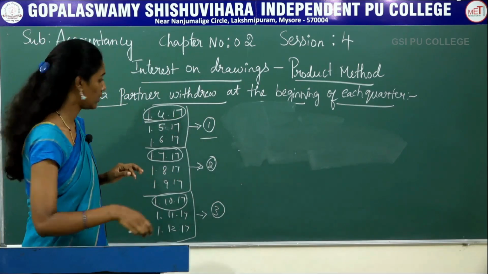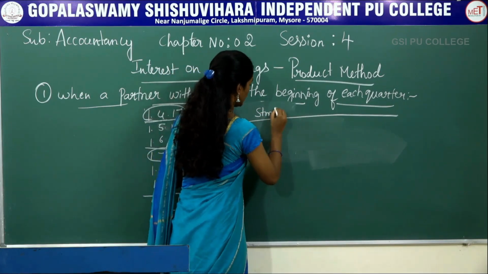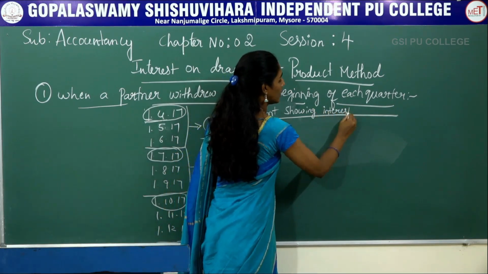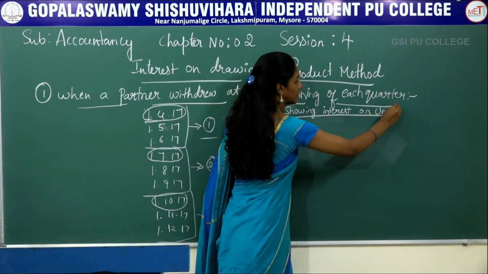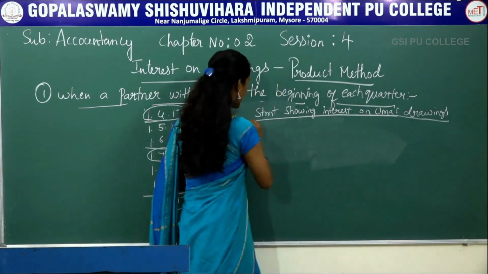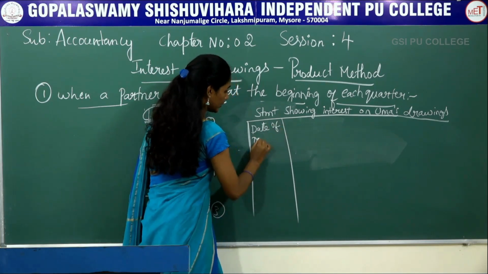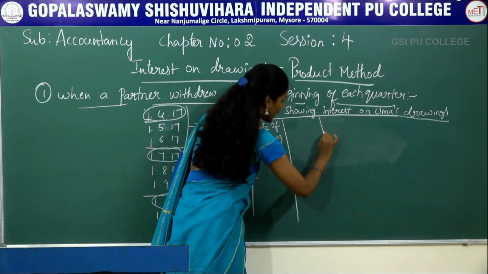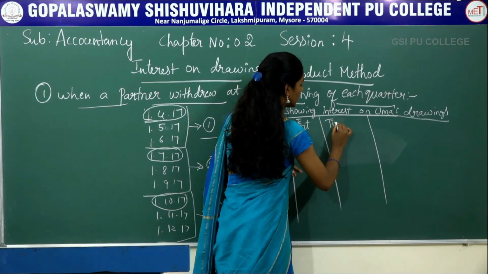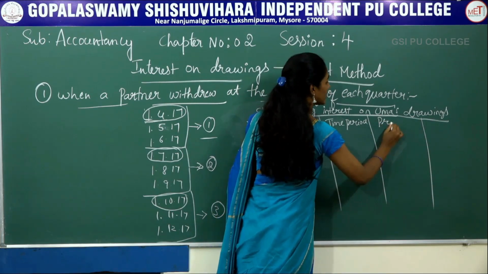Now as usual, draw a table statement showing interest on Uma's drawings. In the first column, write date of drawing. Second column, amount. The third column, time period. And the fourth column is product.